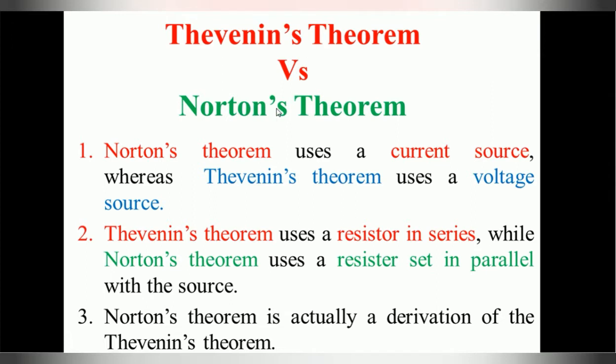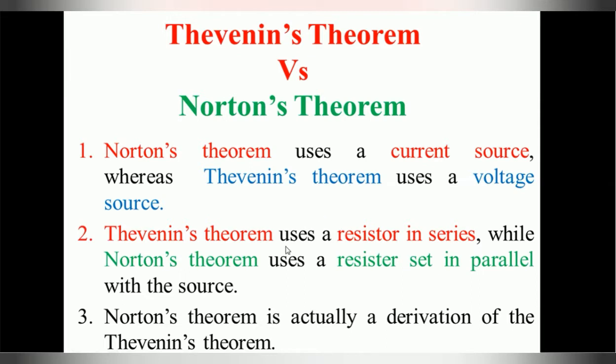Now we are going to compare Thevenin's theorem and Norton's theorem. I have already explained Thevenin's theorem in one of my videos, and I have given the link for that video in the description. Now see the comparison between Thevenin's theorem and Norton's theorem. Norton's theorem uses a current source, but Thevenin's theorem uses a voltage source. We know that Thevenin's equivalent circuit has the voltage source in series with the resistance, but the Norton's equivalent circuit has the current source in parallel with the resistance.